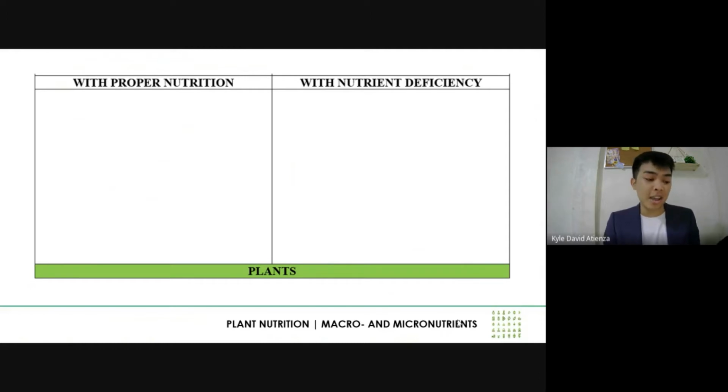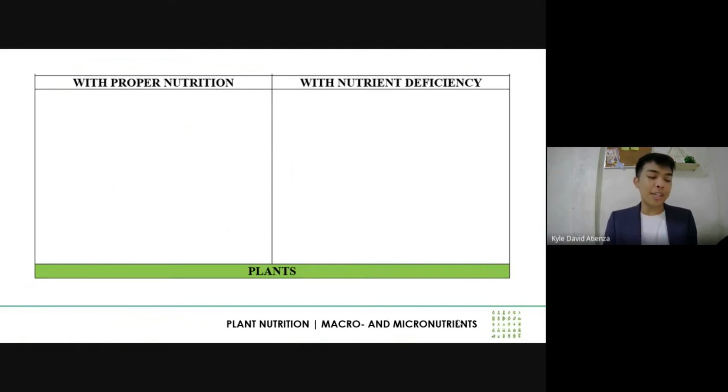The first is, what is the difference between an organism with proper nutrient intake and an organism with nutrient deficiency? You can base your answer for this question on your own drawing. Next, aside from the food that plants make, where else do you think they get nutrients? So we all know that plants are autotrophs. They create their own food through the process of photosynthesis. But where else do plants get other nutrients? So I want you to also reflect on that and then write your answer on your module.